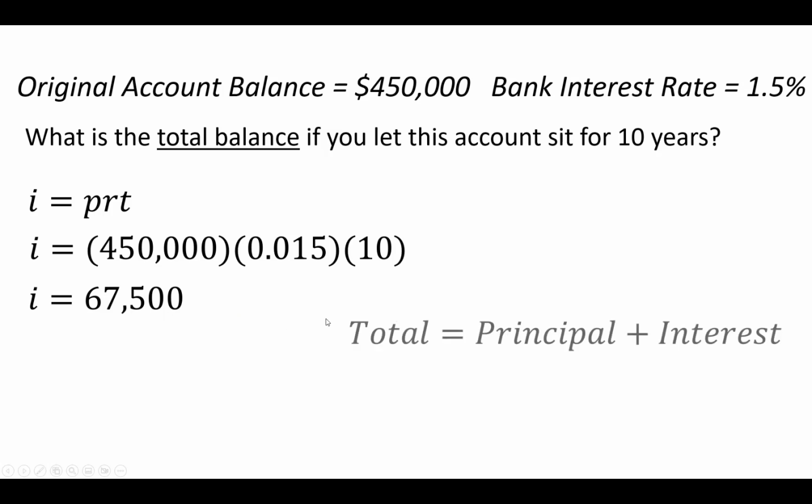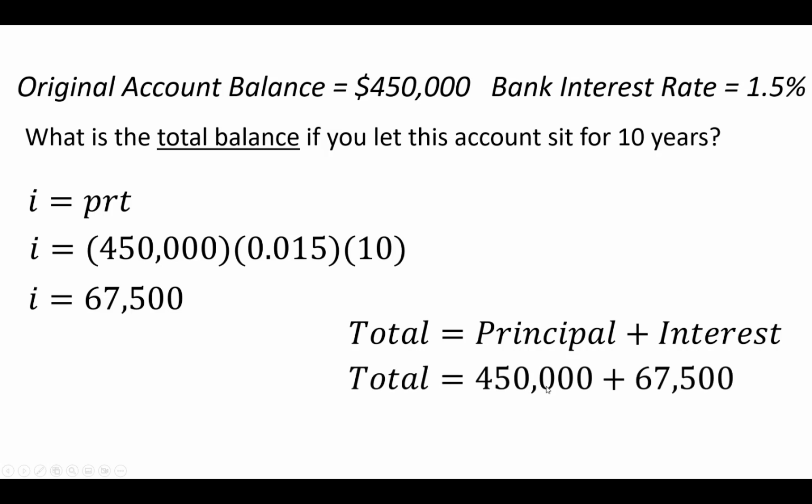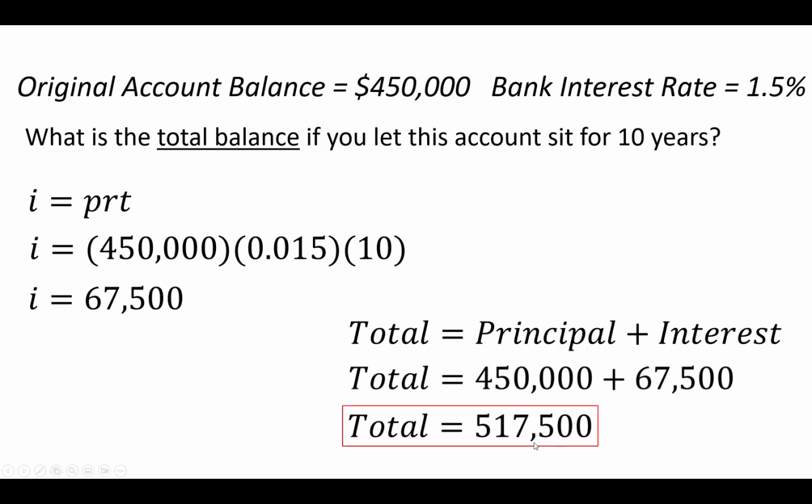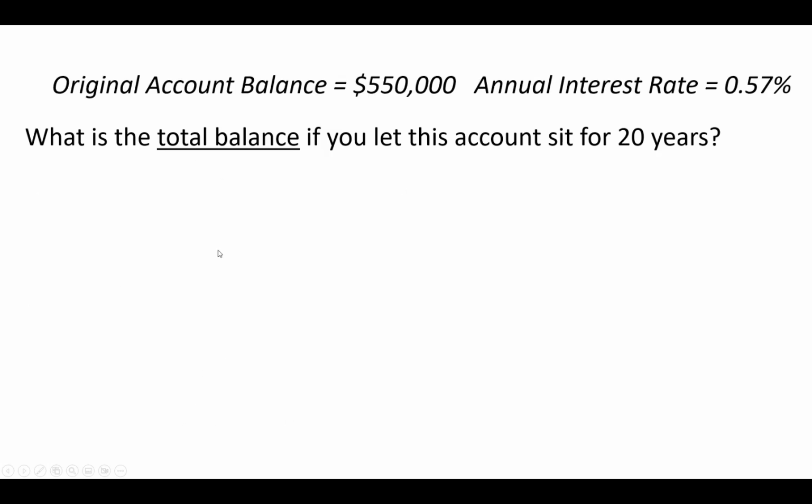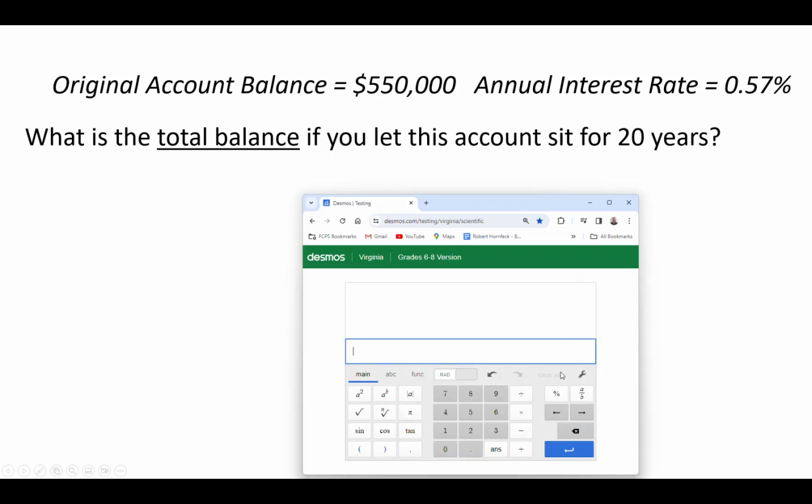That's pretty cool. So the total balance that you'd have, you're going to be adding your principal and your interest, and you get $517,500. Pretty good deal. All right, let's try this one. I'll show Desmos. Let me clear it out. I'm going to do I equals PRT. My principal is $550,000.